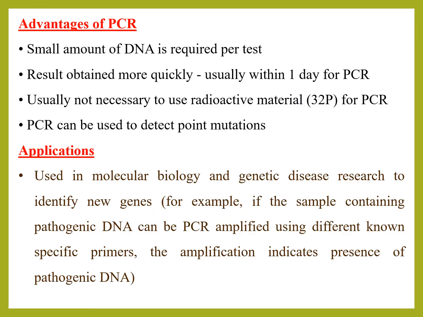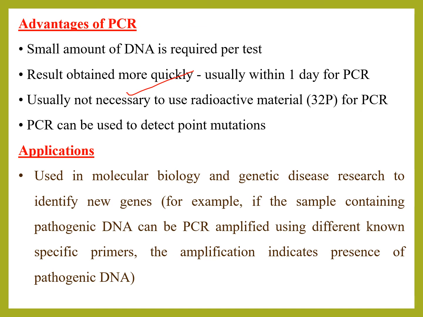Then what is the advantage of PCR over the other methods? Because here we require a small amount of DNA. Even a concentration of 40 nanograms of DNA is sufficient to perform the PCR cycle. And results we can obtain very quickly, that is within 2 to 3 hours, that is within a single day, based on the length of the DNA template. And there is no need of using radioactive material, that is phosphorus, which is radioactively labeled.